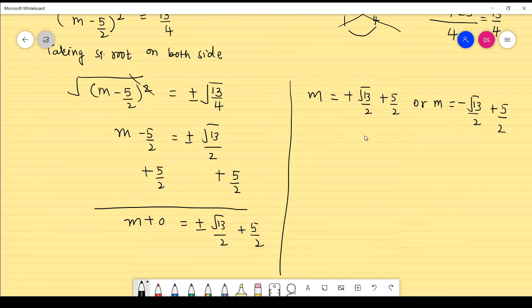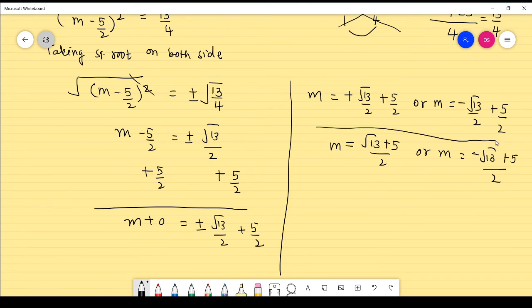So the denominators are the same, so the numerators get added. Root 13 plus 5 divided by 2, m will be equal to that term, or m will be equal to minus of root 13 plus 5 divided by 2, right? So we got the solution of the third quadratic equation, right? It is quite easy.